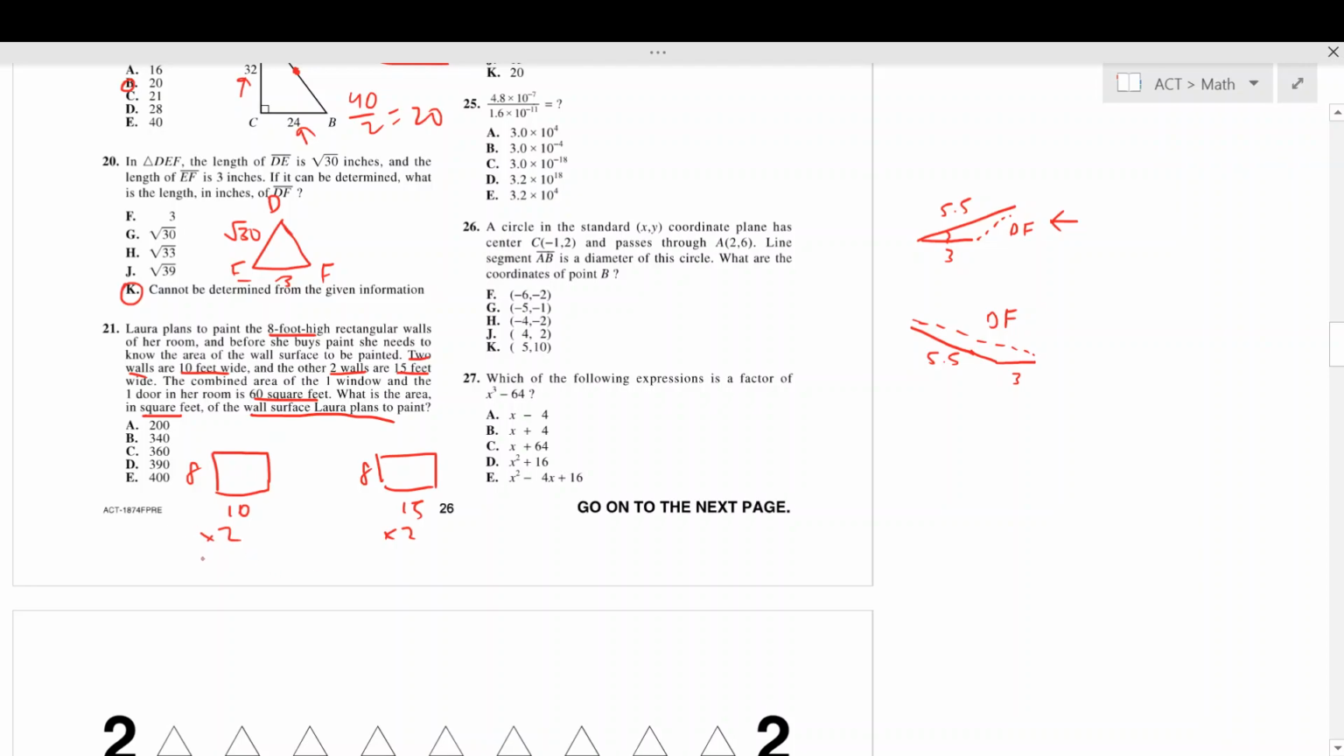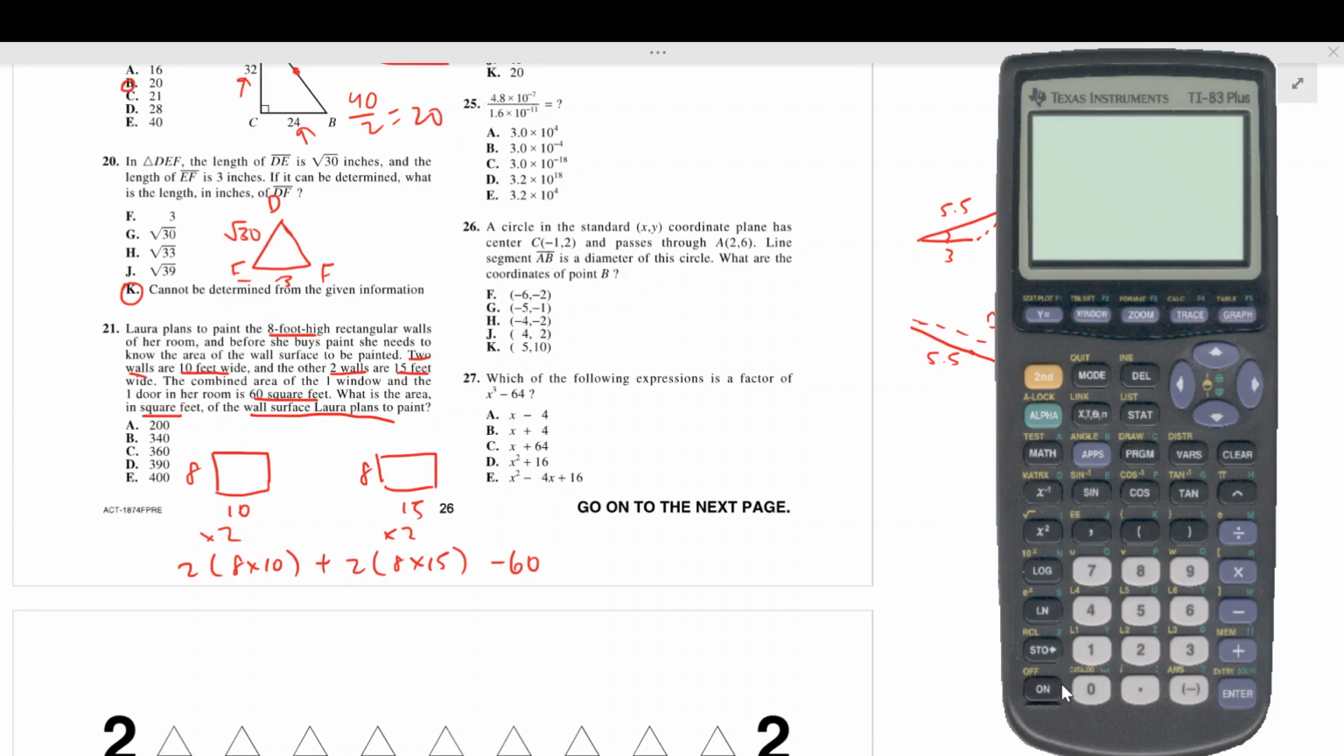So the total area must be 2 times the area of this wall, which is 8 times 10, plus the 2 walls that are 8 by 15. And we subtract 60 from this, right? Because 60 is the area of the window and the door, and we can't paint over the window or the door, so we have to subtract that. So let's do that in our calculator here.